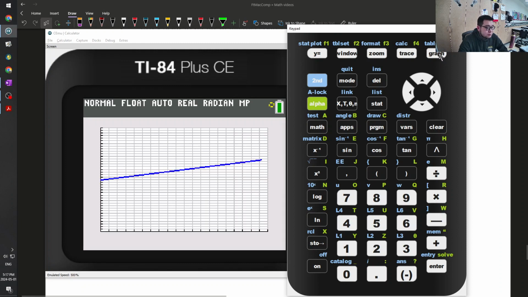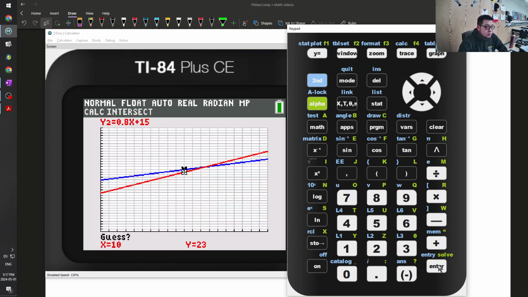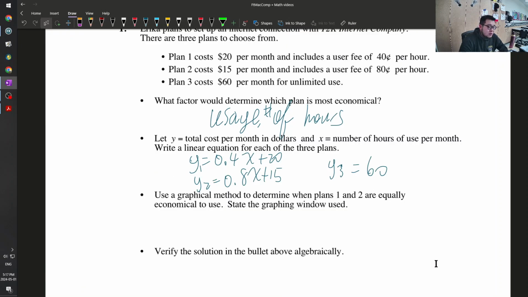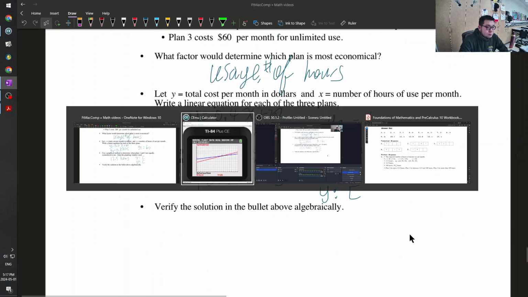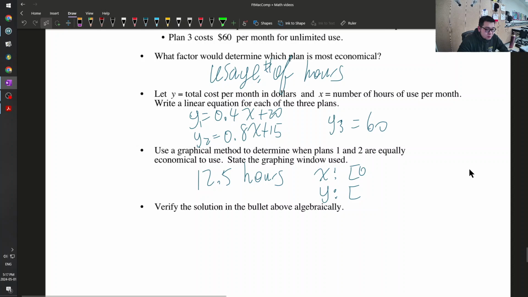Okay, so calculate what that intersect is. Second calc, 5 for intersect, enter, enter, enter. So 12.5 hours. What is my window? X, Y: 0, 21, 0, 41.